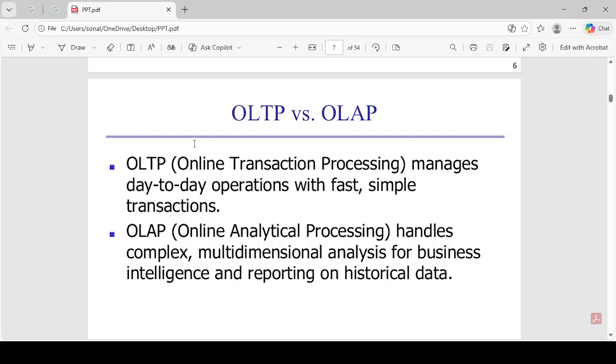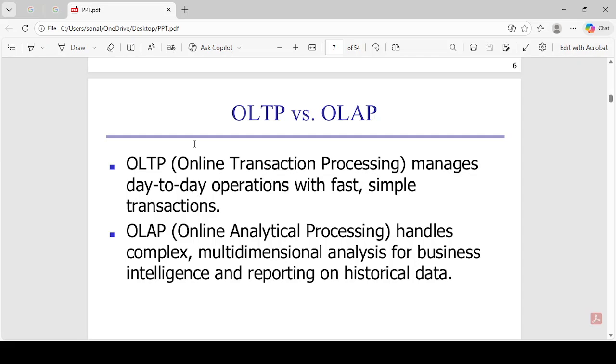In DBMS, as we discussed in our previous lecture, data are of two types: structured data and unstructured data, or we can say sorted data and unsorted data. What we are doing in DBMS is creating a sorted set of data, and we are processing it with certain types of queries by using structured query languages. Or we can say that we are creating relational tables, which means it is structured data. So OLTP, online transaction processing, manages our day-to-day operations with fast, simple transactions. In our DBMS, we were just limited to OLTP.